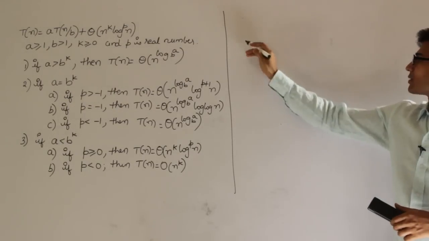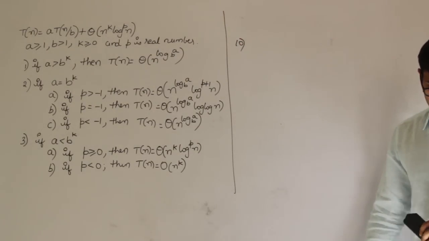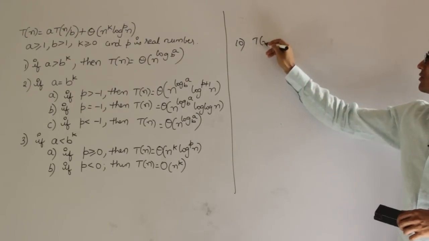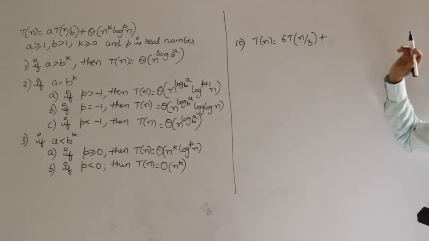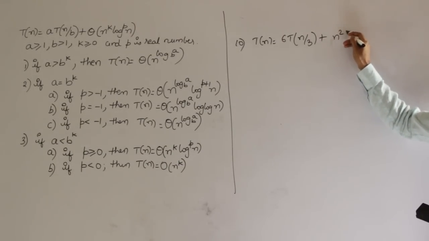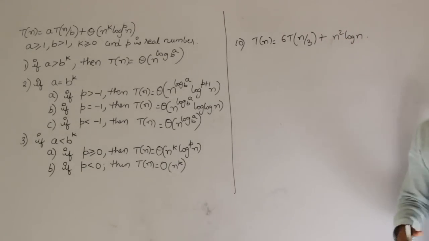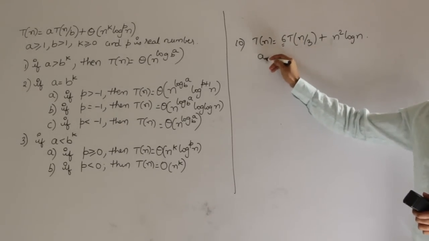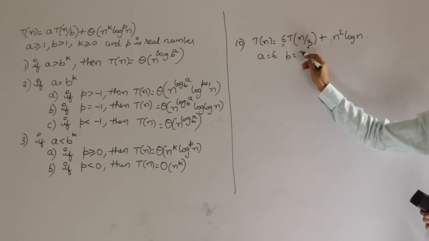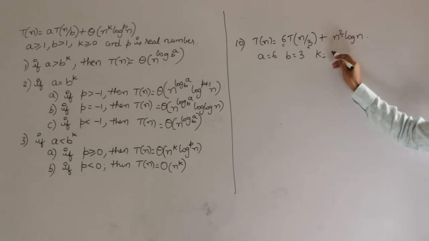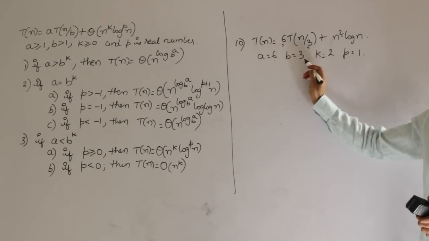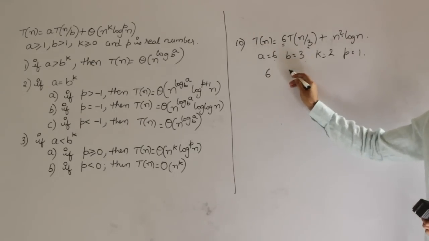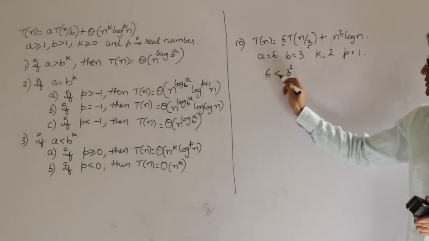Next one, 10. T of n equal to 6T of n by 3 plus n square log n. So here a equal to 6, b equal to 3, k equal to 2 and p equal to 1, right? Now what we should do is compare a and b power k. What is a? 6, and what is b power k? 3 square, which means a is less than b power k.